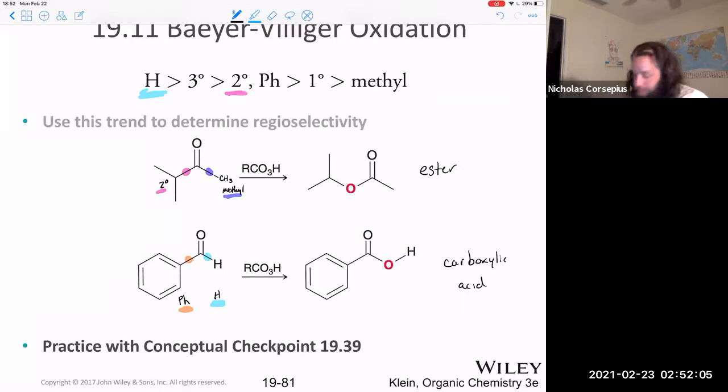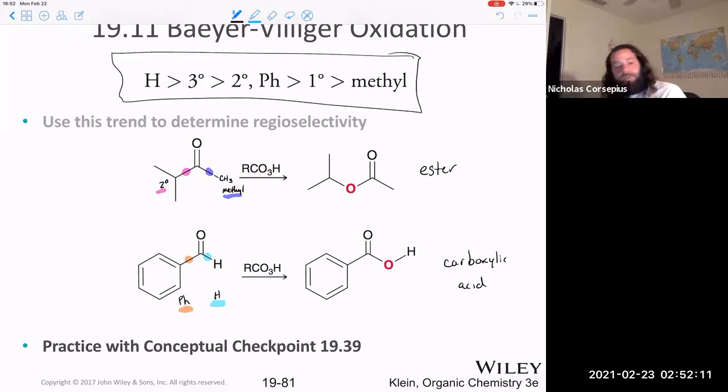Okay, but this chart right here is the important thing to remember for these particular types of reactions. We call this the migration rate. I don't really love that word, but that's what the book does and everybody calls it. And again, it's essentially, where is it easiest to stick that oxygen between? Easiest is to stick your oxygen between a carbonyl carbon and a hydrogen. That's the highest migration rate. Hardest is to stick your oxygen between a carbonyl carbon and a methyl group.